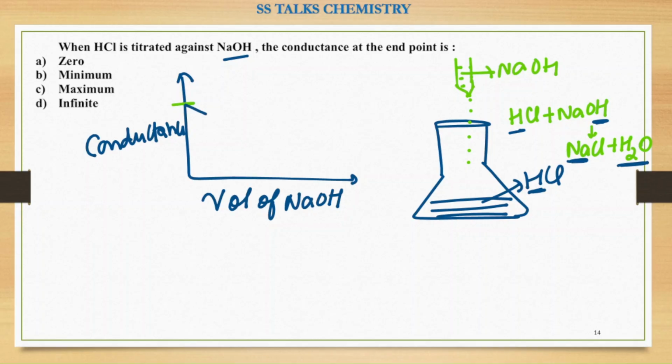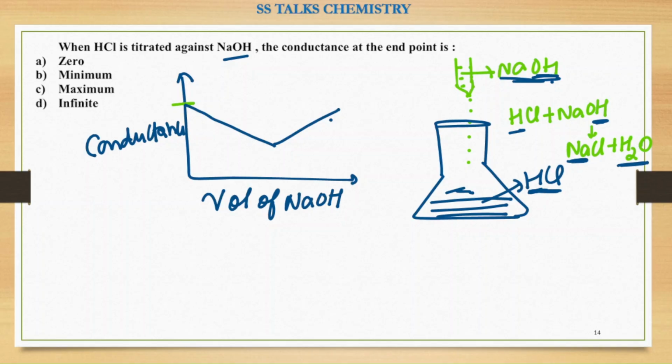So we will be observing a graph like this. You will be observing a decrease in the conductance. Now a point will come when you have the equivalence point. That means an equal number of moles of HCl and NaOH will be present in this particular solution. After that, when you add the NaOH, the conductance is going to increase. That is because the OH negative ions, due to the Grotthuss mechanism, have high conductance. So the conductance value is going to increase.